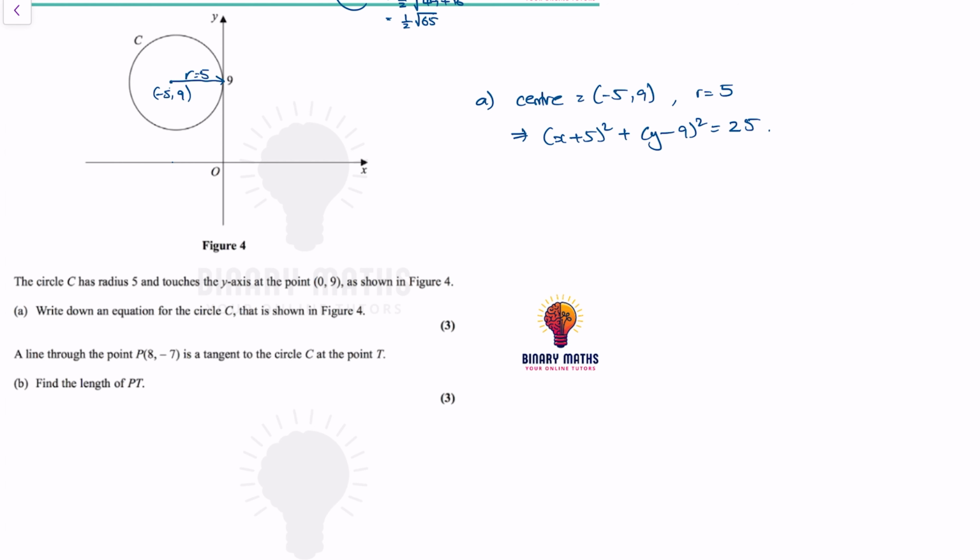A line through the point P, which is 8, -7, is a tangent to the circle C at point T. So somewhere 8, -7 will be in this quadrant. So this is P, which is 8, -7. And it is a tangent, so somewhere it meets the circle at T. So let's call this T. And we're trying to find the length of PT.